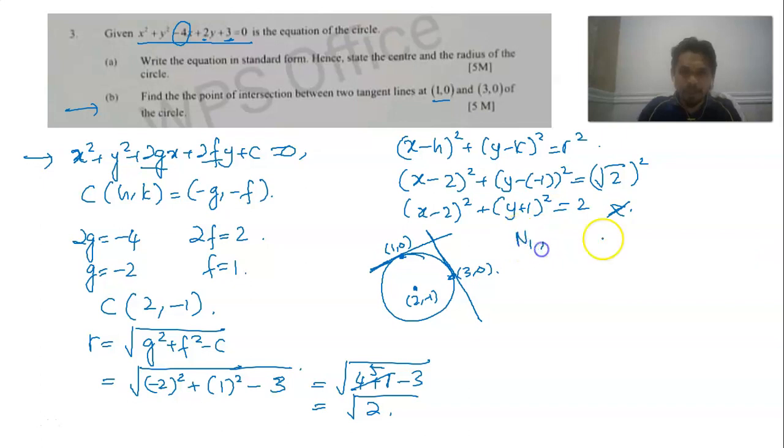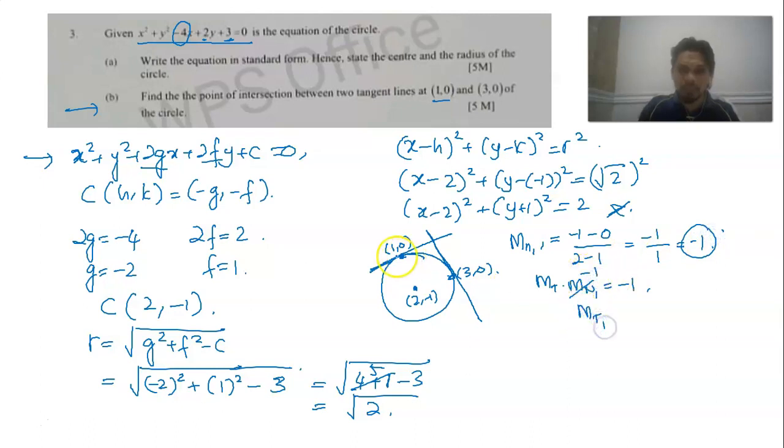Gradient of normal 1 is (-1 minus 0) divided by (2 minus 1), which is -1 divided by 1, so -1. The gradient of tangent multiplied by the gradient of normal equals -1. Since the gradient of normal 1 is -1, the gradient of tangent 1 equals -1 divided by -1, which equals 1.